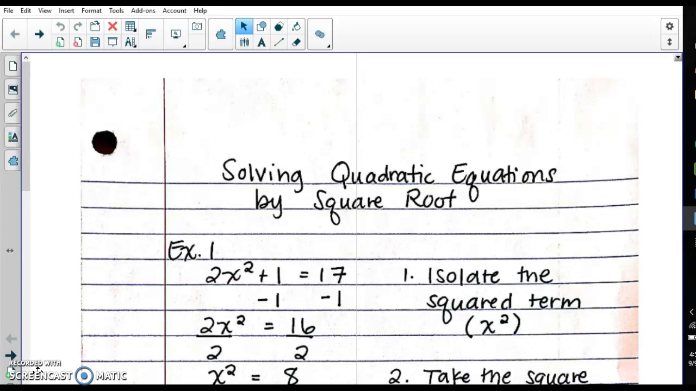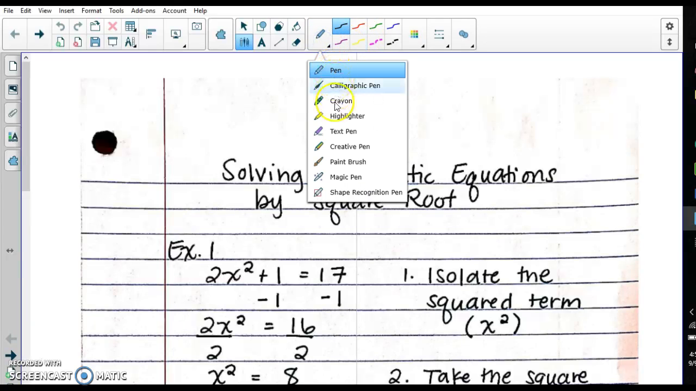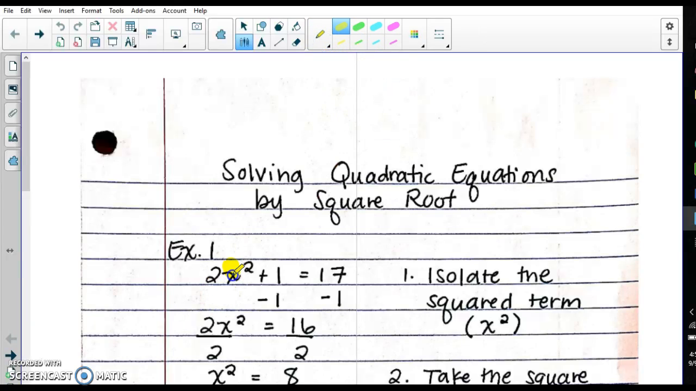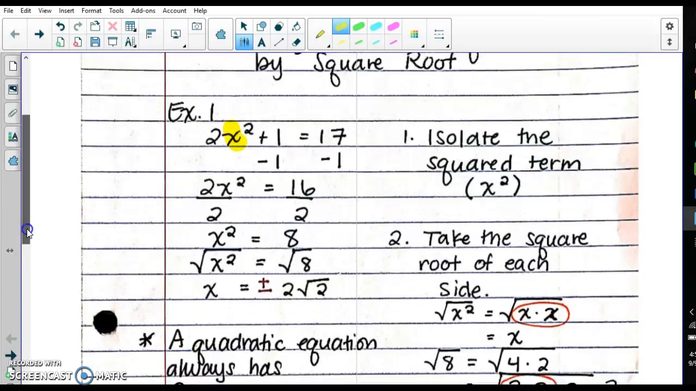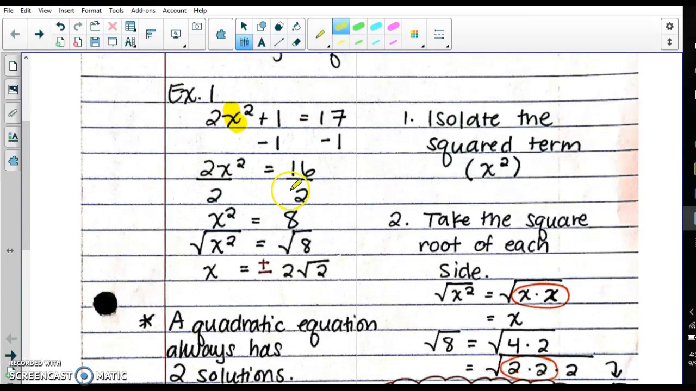The first step in solving by square root is to isolate the square term. So whatever has the exponent 2, you want to isolate that term. So in our case, we are isolating x squared. Okay, so this is the term we're going to get by itself, x squared. So first I'm going to subtract 1 from both sides, then divide both sides by 2, and that cancels out the 2 here, and you have x squared equals 8.